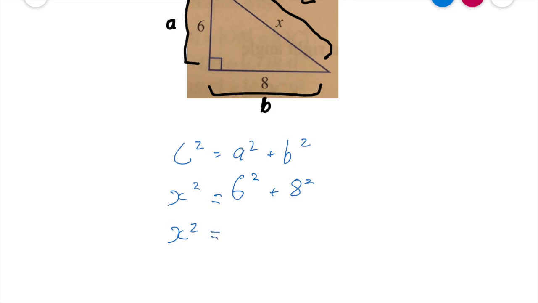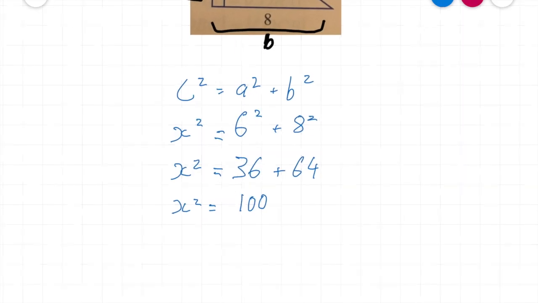6 squared, well, that's 6 sixes, 6 multiplied by 6. You can put this in your calculator, but that's going to give you 36. And then 8 squared, that's 8 by 8, so you can put it in your calculator as well if you want, but 8 eights is 64. So now I go to my next line, x squared equals, well, the next logical thing to do is add those two together, so 36 and 64. You can put that into your calculator if you want, that gives you 100.